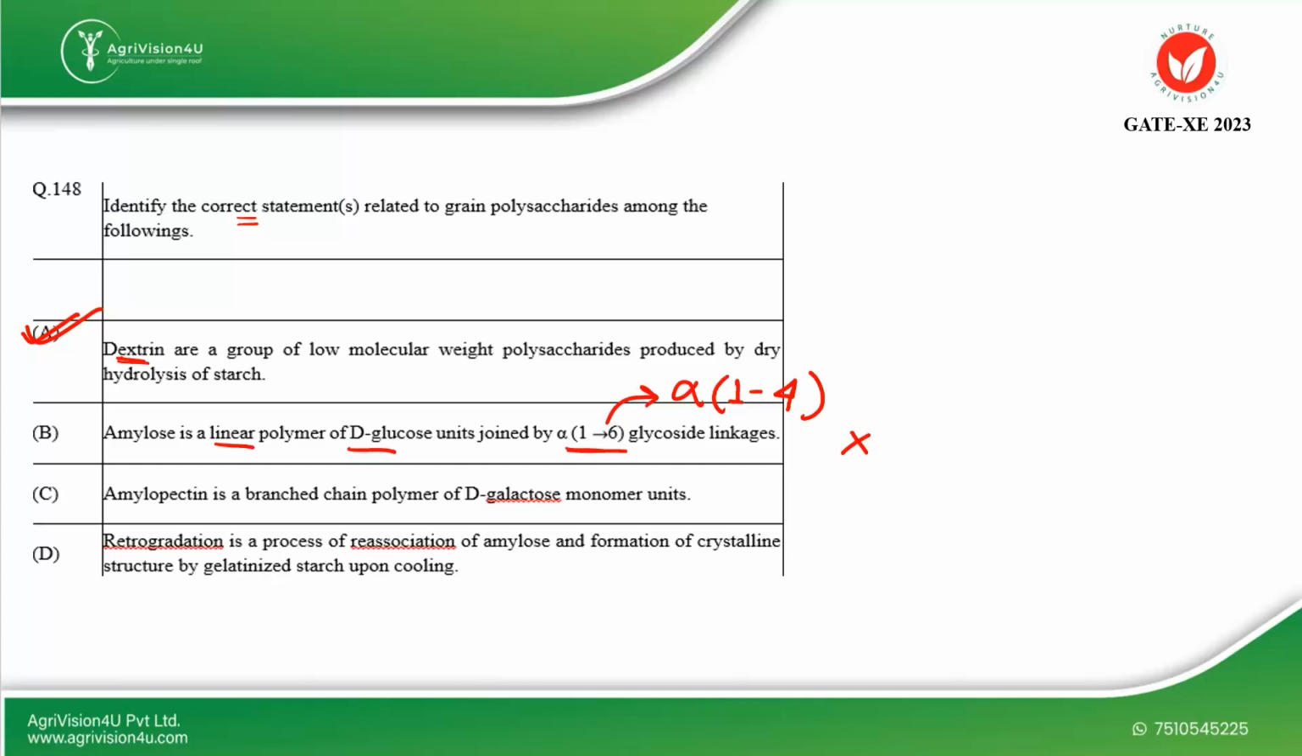Next one, amylopectin is a branched chain polymer of D-galactose monomer units. Now what we have studied is that amylopectin is a branched chain polymer of D-glucose monomer. So it should be D-glucose monomer units, not D-galactose. So this is not correct.